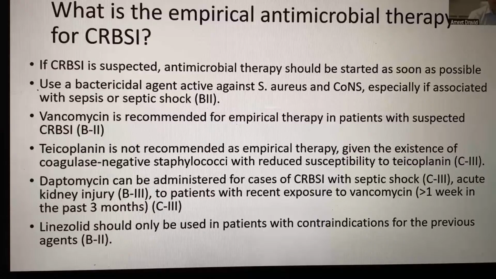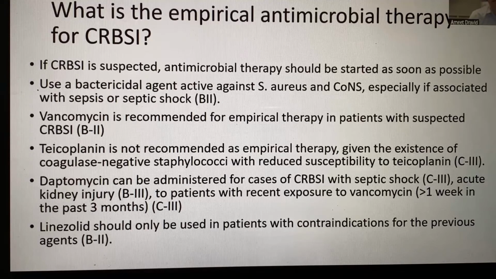So remember, what is the empirical antimicrobial therapy now for CRBSI? Now we have diagnosed it, we have sent the blood cultures, the central line blood culture has come positive, the peripheral line blood culture has come positive, the DTTP is positive, they are both growing the same organisms. It is now before that, what empiric therapy should be given? So before you diagnose it, if it is suspected, then antimicrobial therapy should be started as soon as possible once you have sent the cultures.